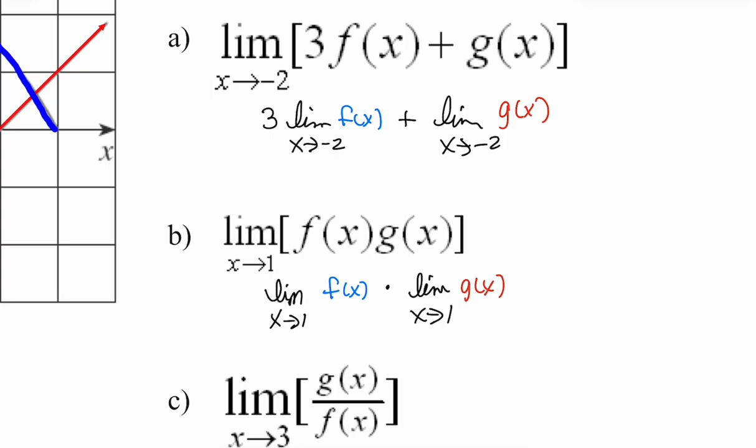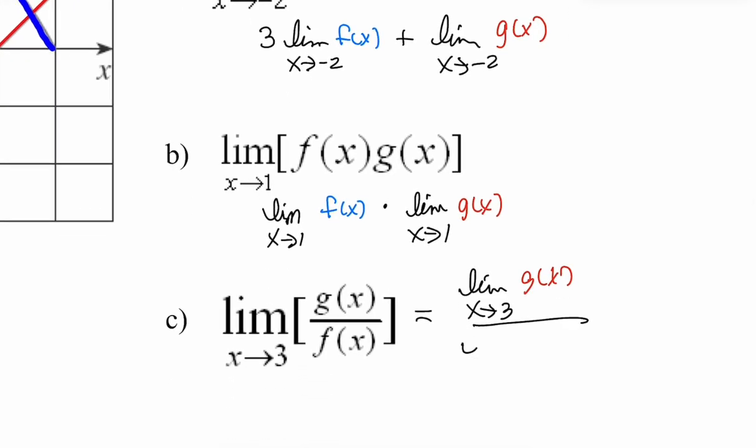So you can take each individual limit and then we'll multiply them at the end. So here, what math will we do at the end? Division, right? That's the last thing. So you're going to take the limit as x approaches 3 of our g function. We're going to find that value, and then we're going to divide that by the limit as x approaches 3 of our f function.